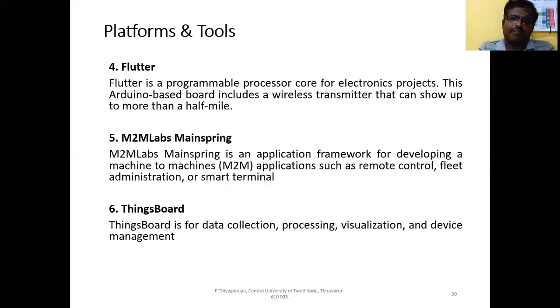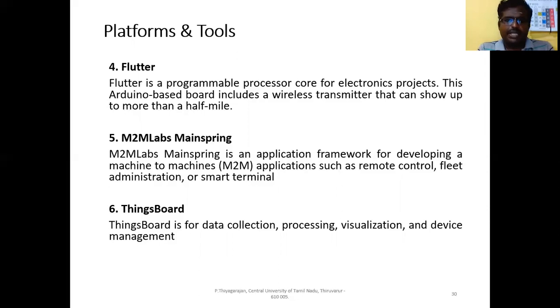Next, we have the Flutter platform. It's a programmable processor core for electronic projects. These Arduino-based boards include a wireless transmitter. This means the Flutter board includes a wireless transmitter, so Wi-Fi is enabled in the Flutter, and its signal can cover nearly half a mile. Next, we have the M2M Labs Mainspring platform. This is an application framework mainly developed for machine-to-machine applications like remote control, fleet administration, and smart terminals. This platform has been mainly used for those.